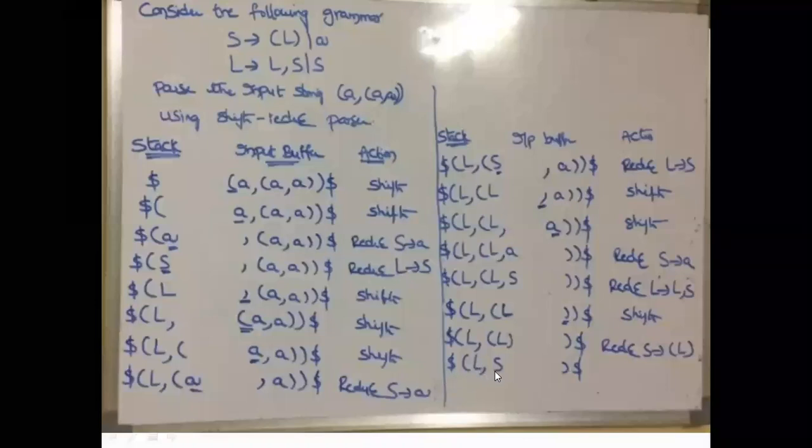This one, L comma S, is replaced with the left side non-terminal capital L. So here dollar and open brace L comma S is replaced with capital L, and the string is open brace, sorry, closed brace and dollar. We are performing the operation reduce, L is production with L comma S. Finally, L comma S is completed.